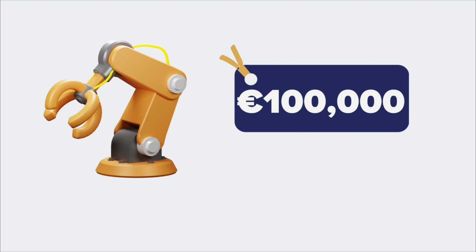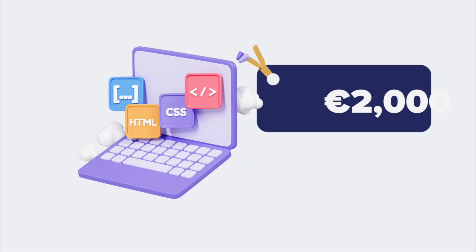Or imagine you owned a factory and bought a new robotic arm for production which cost €100,000. It's used every single day. Its value will go down due to depreciation. If you wanted to sell it in 5 to 10 years' time after buying it, you're not going to get your money back.